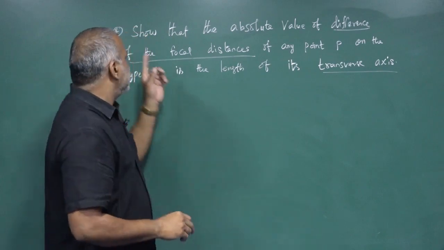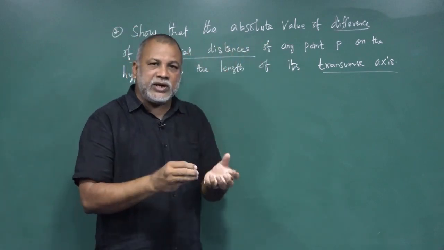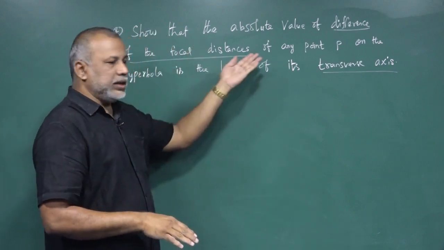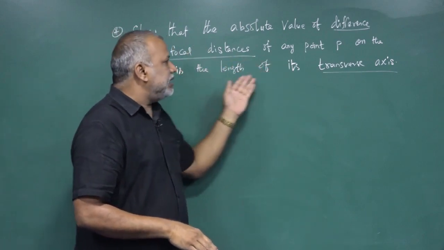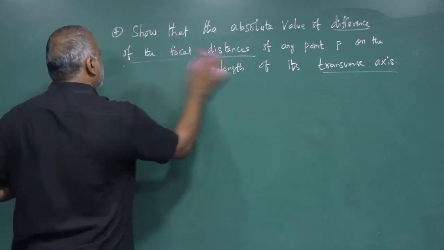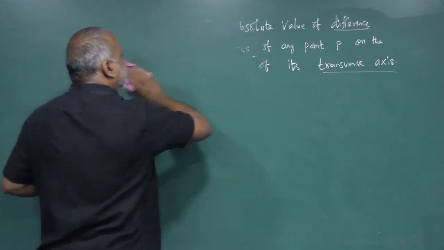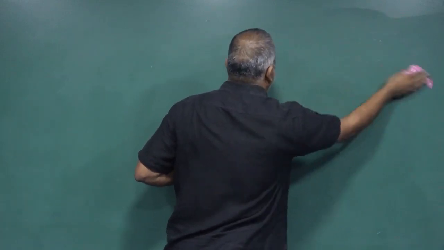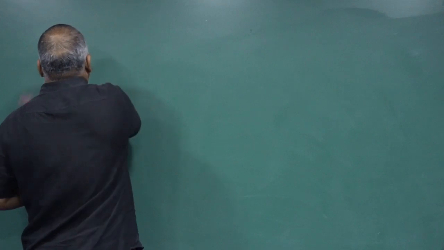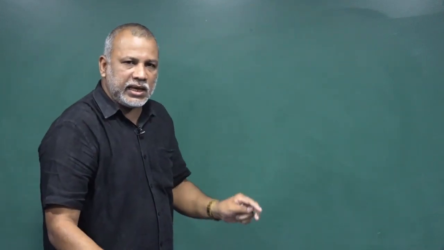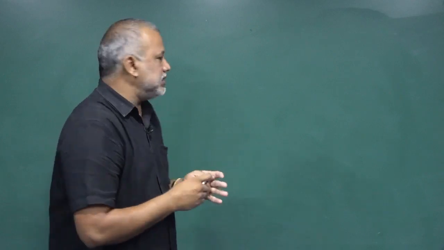So the difference from the ellipse is that there it is the sum of the focal distances. Here we have to find the difference of the focal distances of any point on a hyperbola, which is the length of the transverse axis. This is the logic we are going to prove. Already you can refer to the ellipse, where you use the same type of information. There it is the sum of the focal distances, here it is the difference of the focal distances.